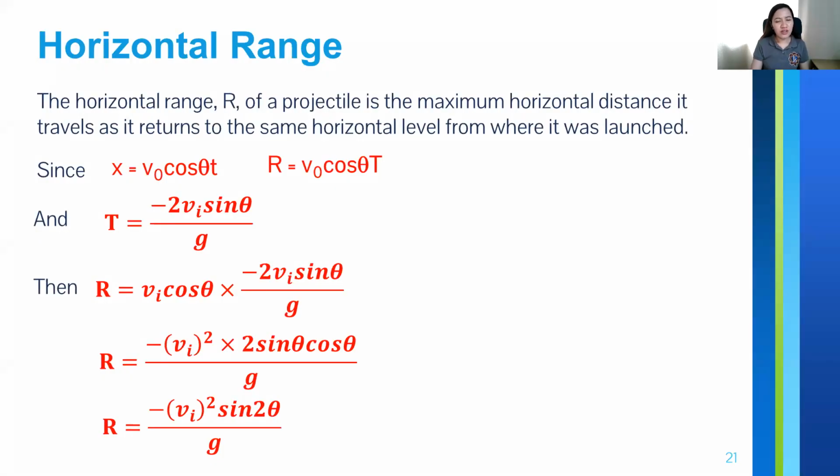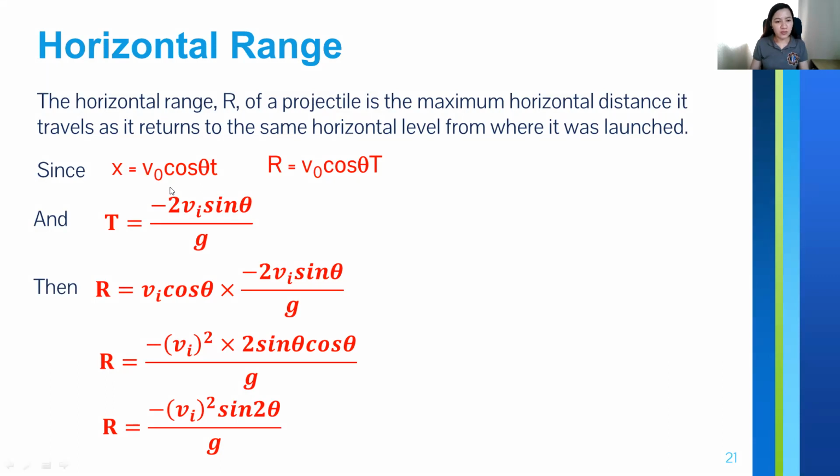And then for the horizontal range, so the range would be, balik ta, so katong horizontal nga motion, so the range would be the distance from where the object was launched to the point kung asa siya nibalik sa same level kung asa siya gi-launch. So the horizontal range, so we use a capital letter R to represent the horizontal range of a projectile, is the maximum horizontal distance it travels as it returns to the same horizontal level from where it was launched.